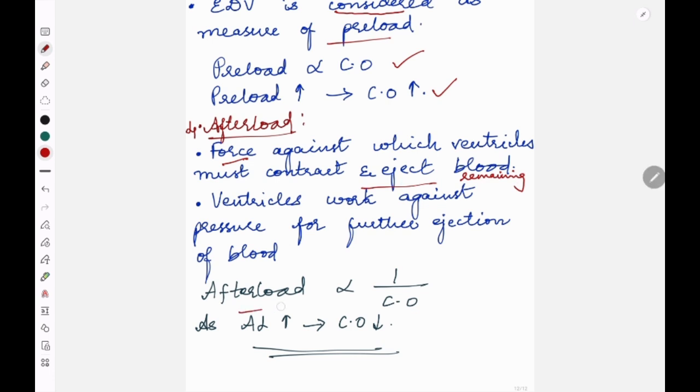So afterload is inversely proportional to cardiac output. Why? Because if the afterload is less, that means more of the blood has already been pumped by the ventricular systole, which contributes to cardiac output. If the afterload is more, that means very little blood has been pumped initially. That's why it is inversely proportional to cardiac output. So afterload is supposed to be less. These are all the factors that affect the cardiac output.